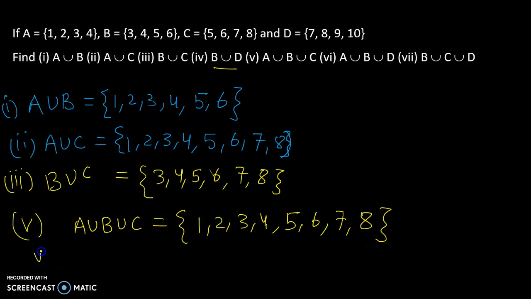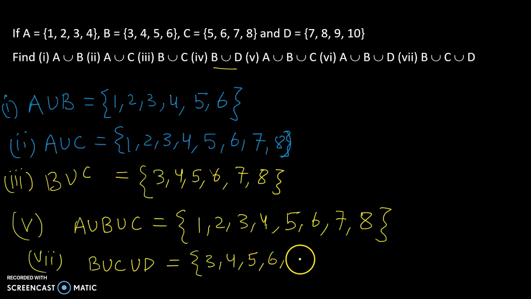Let me do one more, the last one, which says B union C union D. So let me write it out. First of all, I'll count the elements of B, which are 3, 4, 5, 6. And then I'll see the C elements. 5 and 6 are already covered. I'm left with 7 and 8. Then I'll see the D elements. 7 and 8 are already covered. I'm left with 9 and 10. So those were some examples of unions of sets. Thank you very much. Let's see in the next video.